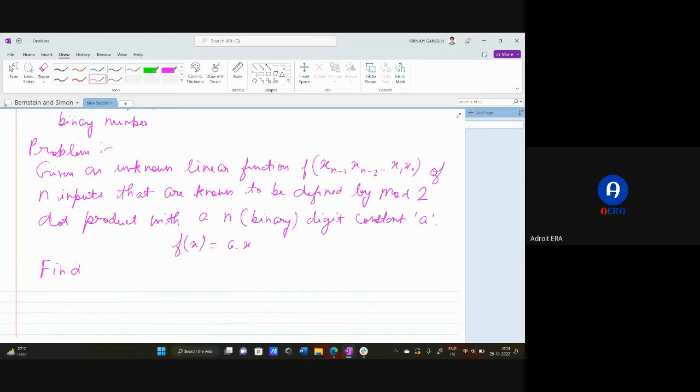What is the problem? Find a in one query. We already know that for Deutsch and Deutsch Jozsa, all the searches take only one query. Why? Because of quantum parallelism and quantum interference, which we have in both Deutsch and Deutsch Jozsa. Because of that, find a in one query of the quantum oracle.